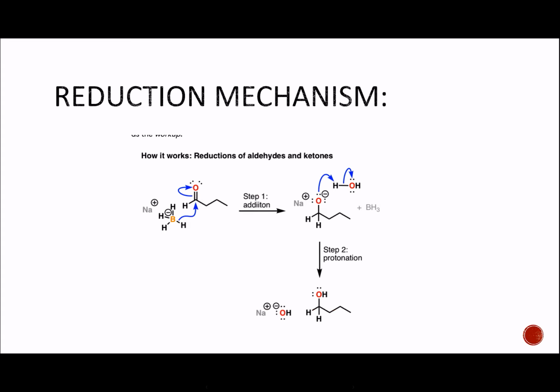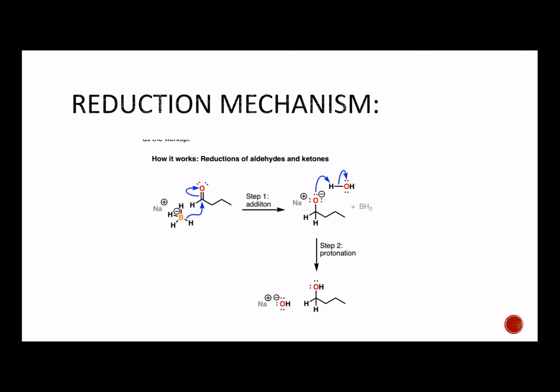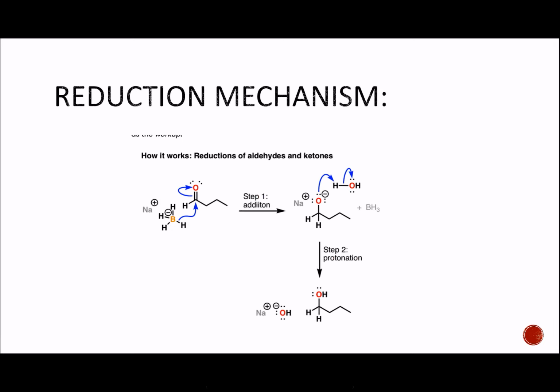I did want to show you the mechanism here. You do not need to memorize this mechanism. It's not part of the objective, but it is good to know the mechanism just to have understanding. So I want to start actually with redrawing out BH4 and why does that have a negative charge. So if I have NaBH4, why does that end up with a negative charge?